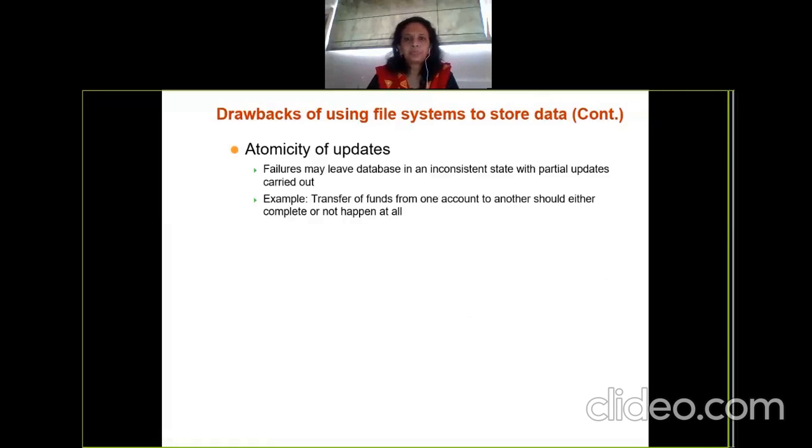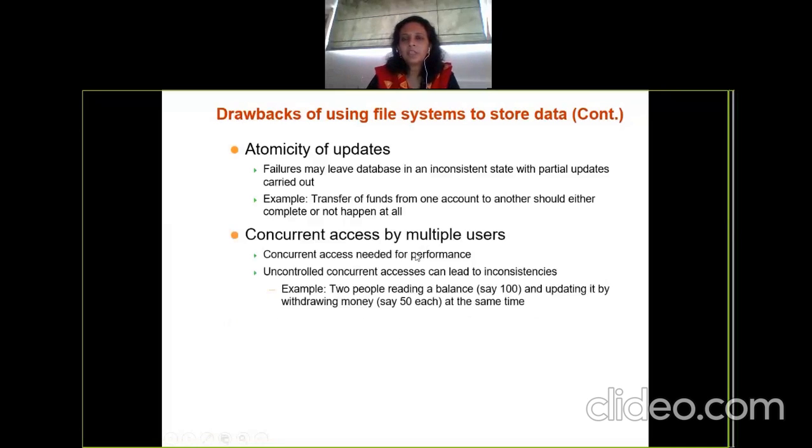Now the next one. Everyone clear with the atomicity concept? Yes or no? Please give the reply. Are you clear with the atomicity? Atomicity means every piece of information, transaction or operation should be completed. Whatever the values or information prior to the execution should be the same after the execution.